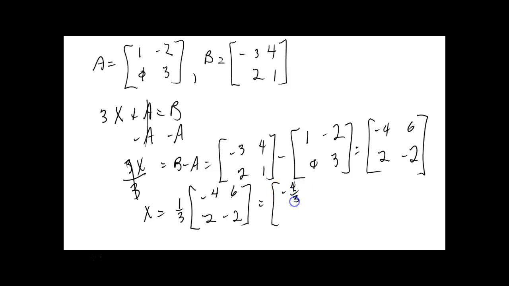Negative 4/3, 2/3, negative 2/3. Okay, yeah, you could do that. I find this perfectly fine to leave like that. It's not a minus on that. It's just a tail on the 2, I guess. Let's see what they got. They got both of those, negative 4/3, 2/3, negative 2/3. Good for them.